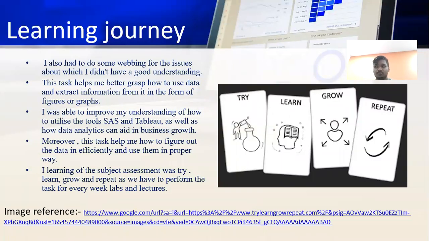These are best to get knowledge about the data. This task also helped me to grab how to use the data and extract the information from it in the form of figure and graphs. I was able to improve my understanding of how to utilize the tools like SAS and Tabula, as well as how the data analytics can help in a business growth. Moreover, this task helped me to grow how to figure out the data in efficient and use them in a proper way.